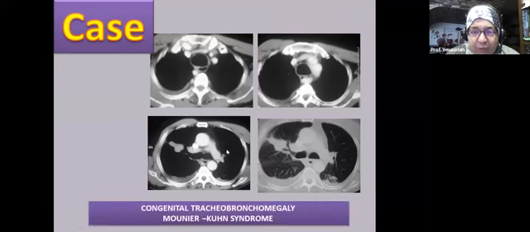This is a syndrome. It's a congenital tracheobronchomegaly called Mounier-Kuhn syndrome. It is not common, but it is a congenital cause of the dilated trachea, and it is usually associated with bronchiectasis.